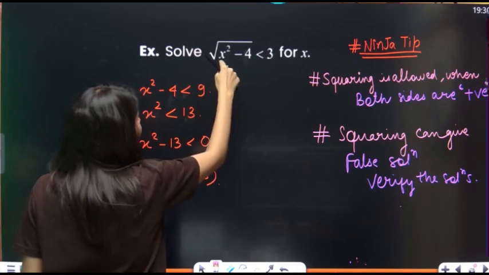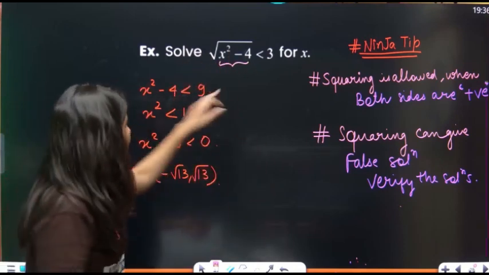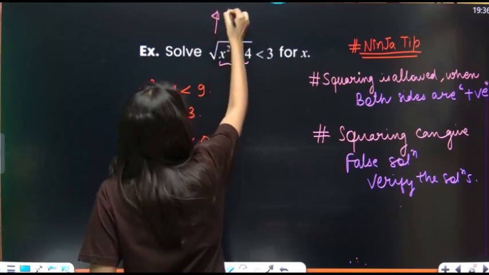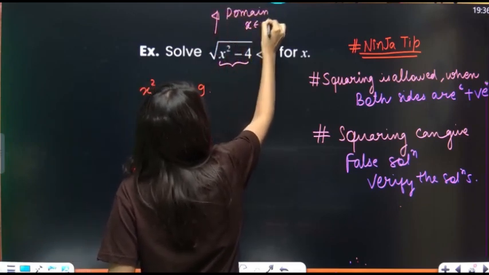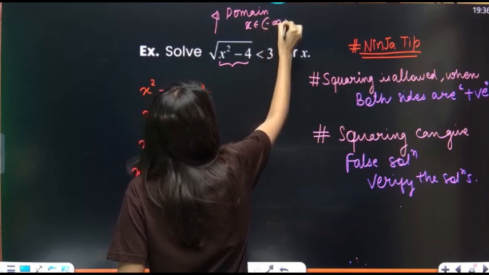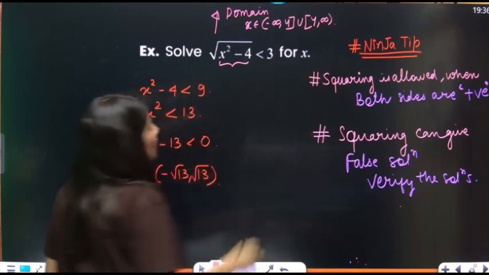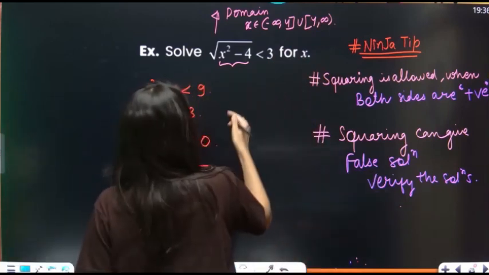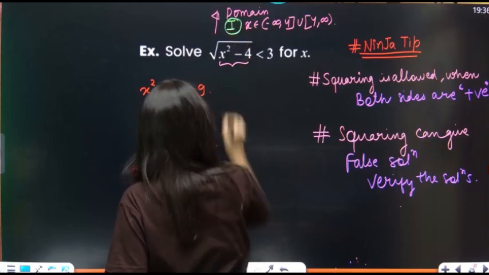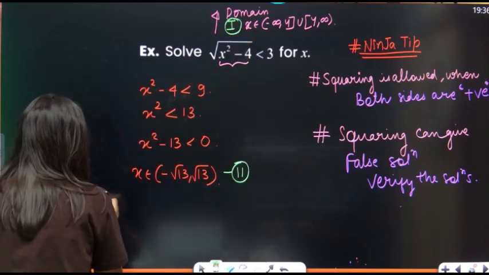So this is your answer, but you know what? The moment you see a square root, you need to check the domain at least. So if you just calculate the domain of this, can I write it directly now? X belongs to minus infinity to minus 4 union 4 to infinity. So at least your answer should be in the domain. Now we need to take the intersection. This is your first, this is your second. How will you take the intersection of first and second?